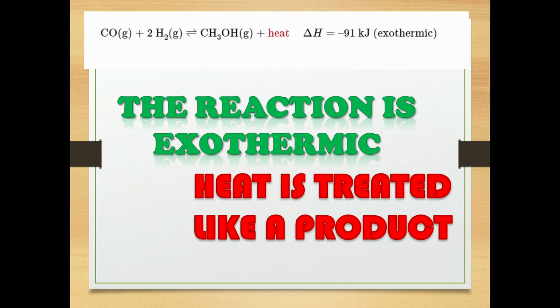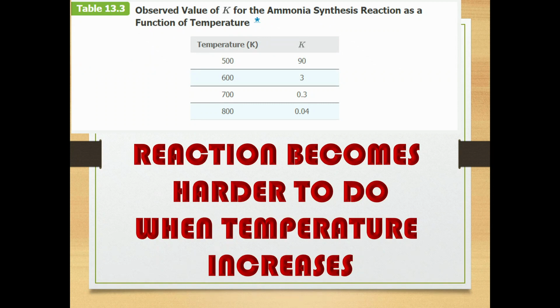The same thing is true for a chemical reaction. It's harder for it to release its heat when it's trying to release its heat into a hot surrounding. It's easier for it to release its heat into a cold surrounding. So if I'm adding heat as a product and I increase the temperature, it's actually going to shift it backwards. The reaction becomes harder to do at higher temperatures.